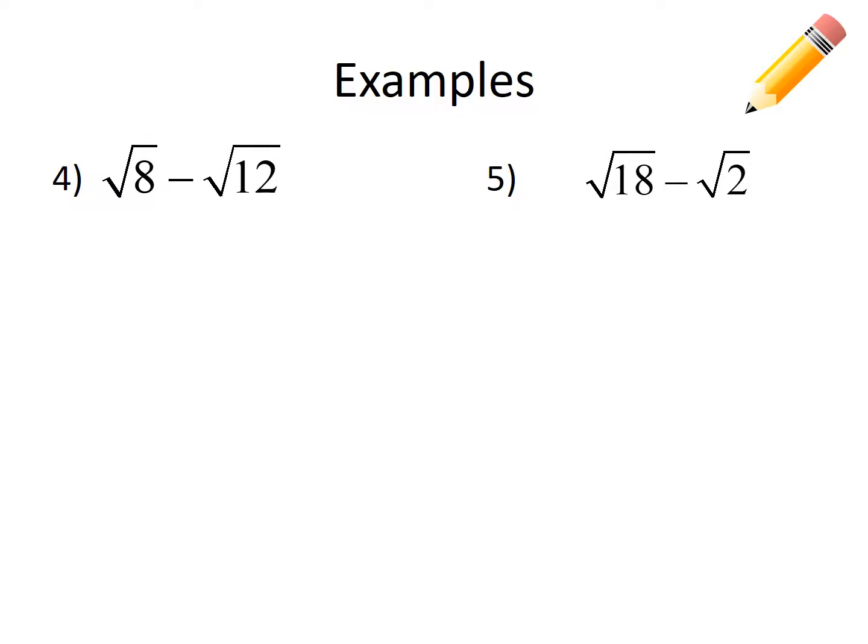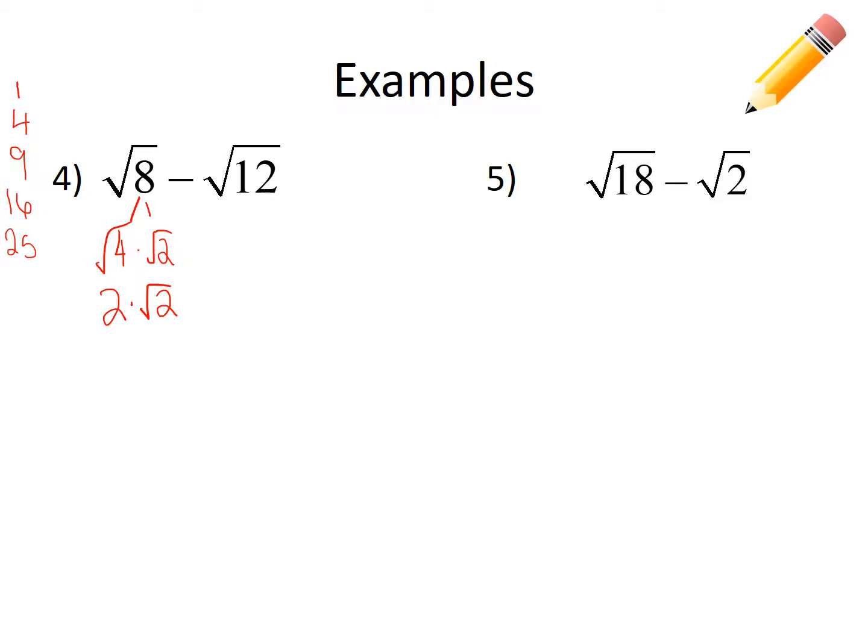The square root of 8 can be reduced, right? Remember our perfect squares, it's 1, 4, 9, 16, 25, all those great things. Well, 8 is a factor of 4 and 2. So we can split that into the square root of 4 times the square root of 2. And the square root of 4 breaks down to 2 times the square root of 2, right?